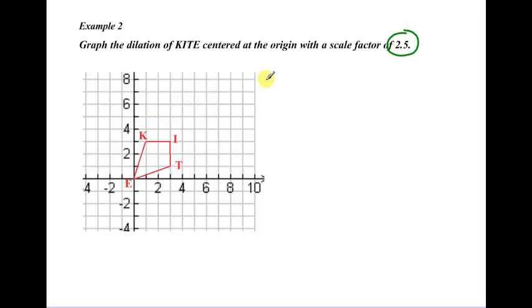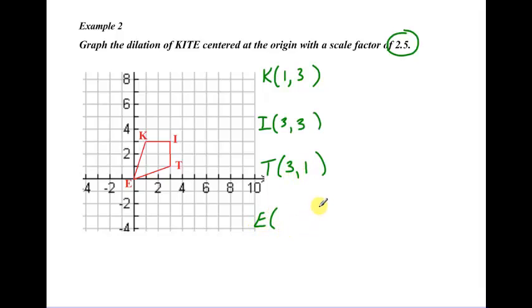So to start out, your first step is to list out your coordinates. Where's K? It's like 1, 3. Do that for all your points. So I looks like it's at 3, 3. And then so on. For T, I'm looking at 3, 1. You better check me on this. I usually make a mistake here and there. So E, I'm not going to mess that up. That's 0, 0.